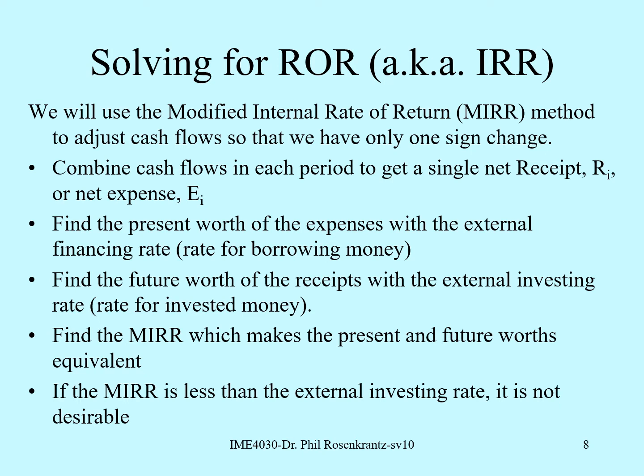And then we use what we call the external investing rate to find the future worth of receipts. And the external investing rate is a rate of return that we might expect to get if we were investing in the future at a rate attractive to the company. So what we end up with is one present value and one future value. And so from that, we can solve for the unknown interest rate, and we call that the modified internal rate of return.